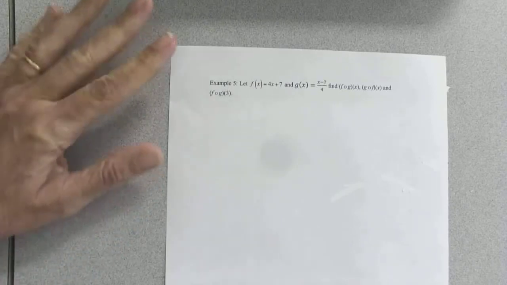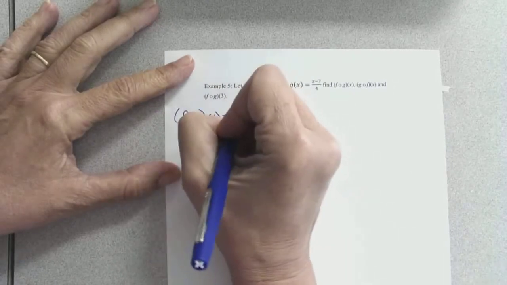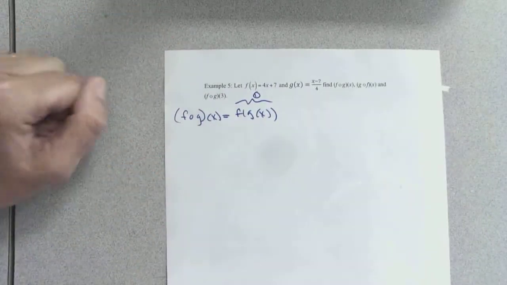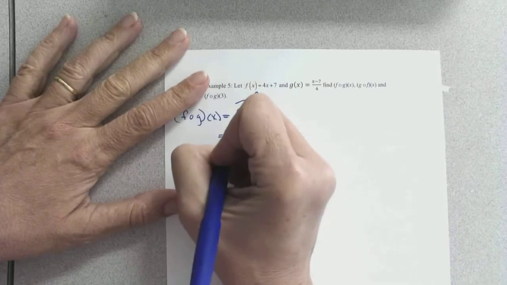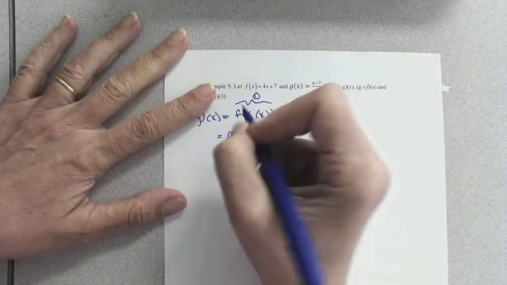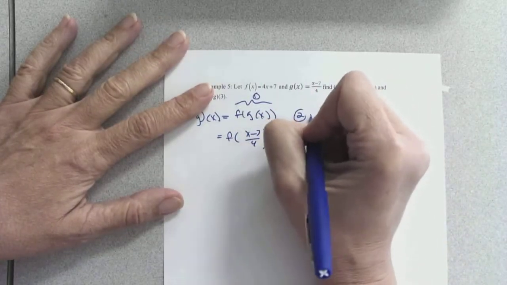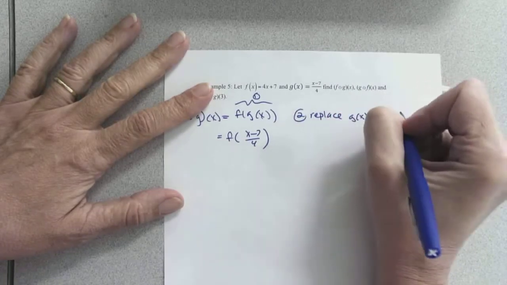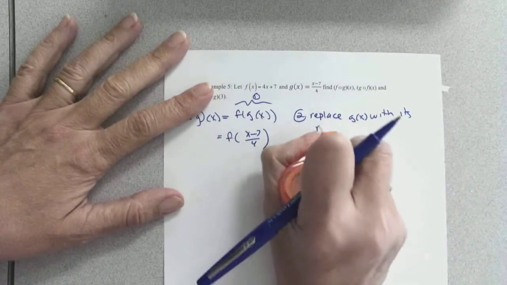Do the same things here, but we got 2 new functions. So doing all 3. F of g of x. First, start by rewriting it. So there's step 1. Rewrite it so it's nested. Then the second step. Go inside, replace g of x in this case with its formula. So step 2, replace g of x with its rule, its formula.